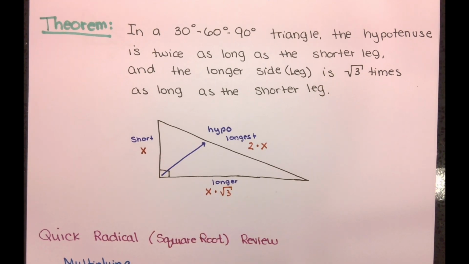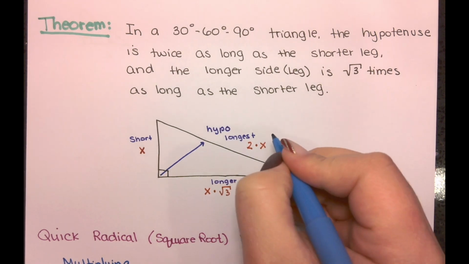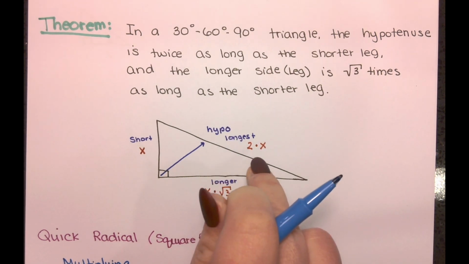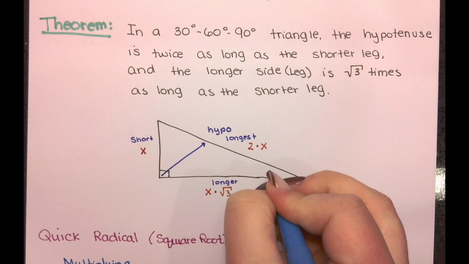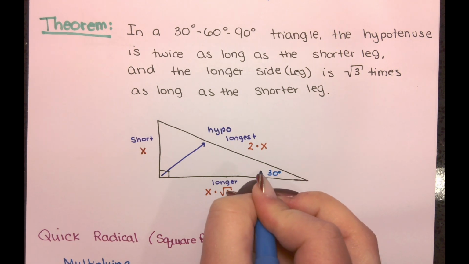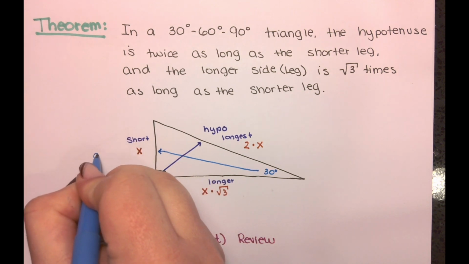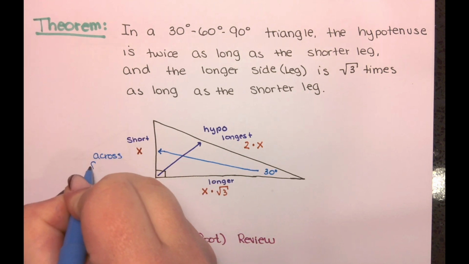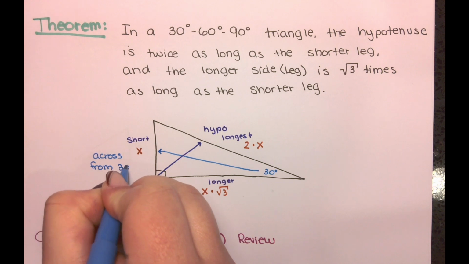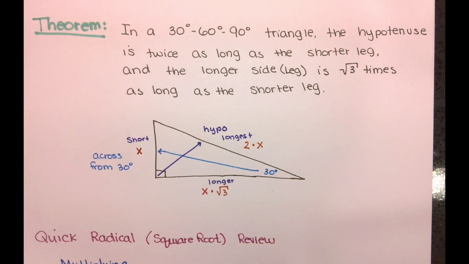Now, how do you know which one's longer, which one's shorter? Sometimes you can't really tell. That is very specific to the degree of where it's from. So this is always across the street from the 90 degree. Your shorter leg is always across the street from your 30 degree.